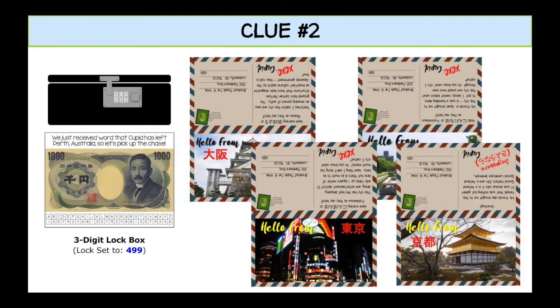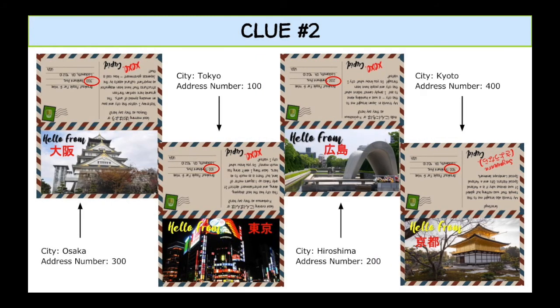Clue 2. The second clue begins when the teacher hands the students the 3-digit lockbox, or the box with the 3-digit lock. The box will have a picture of the yen bill and code on the outside. Students will need to determine that the bill is the yen and then use the spelling of the word and the code provided to open the lock with the combination of 499. Once the students open the box, they will find some postcards inside. Students will have to read through the postcards and determine the locations.